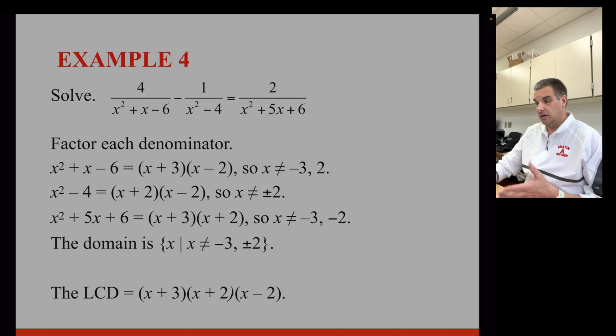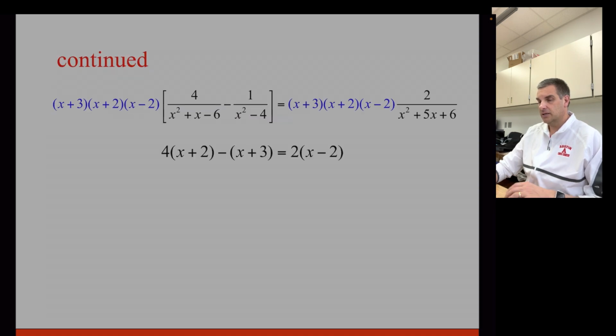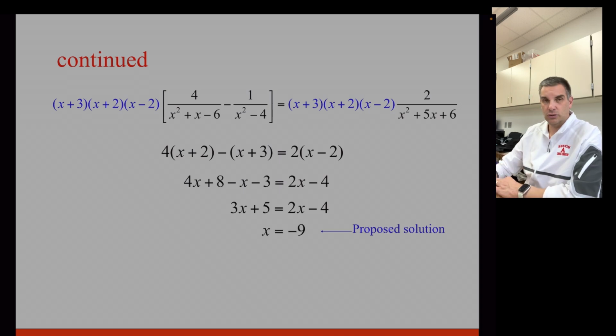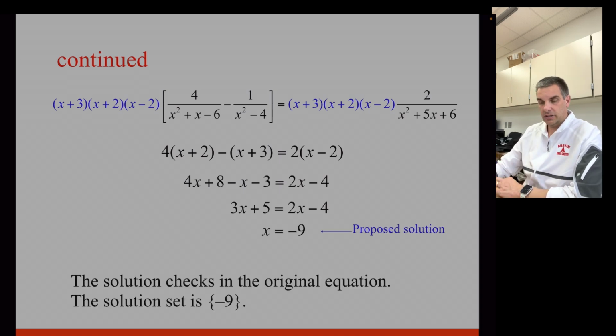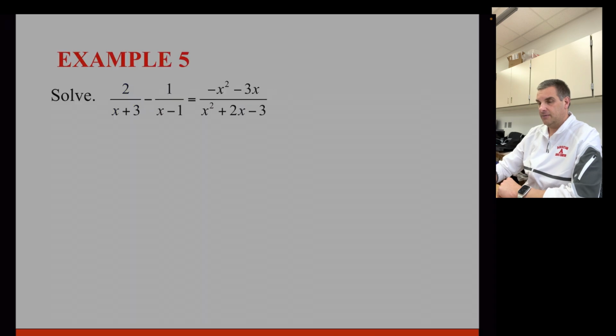So they've got this long thing, okay? So there's theirs. And again, see how they did it? And I cancel some things out. The proposed solution is negative 9. And it works, so our solution set is negative 9.